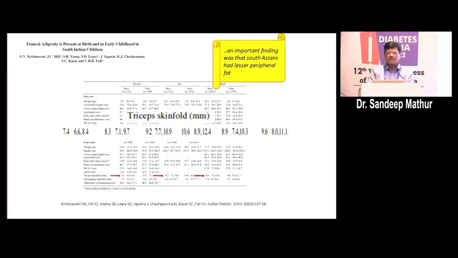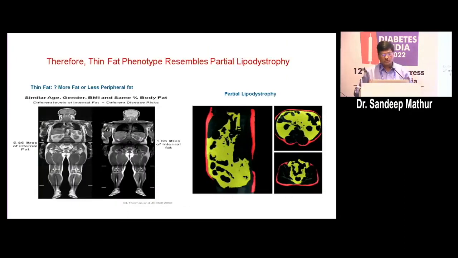Similarly, the landmark study, sir, you must be knowing about it, the early life study. Everybody talks about subscapular fat. Nobody talks about less triceps fat. Indian children at birth as well as at 4 years of age had less fat in their upper limbs. That was not even talked much about, because all were obsessed with the idea of visceral fat, central fat, because that is close to your liver. So, the thin fat phenotype is basically a partial lipodystrophy.